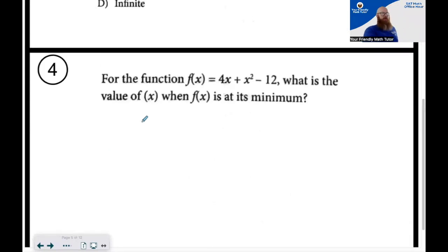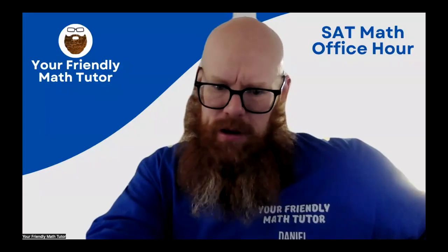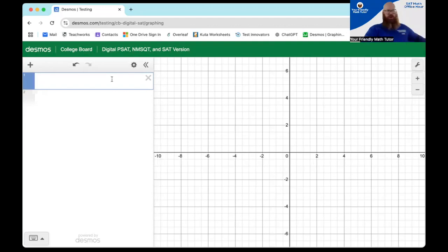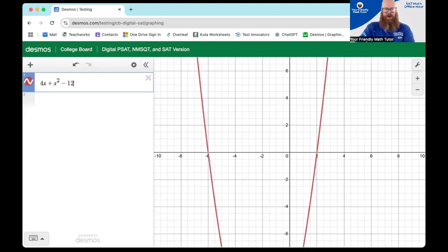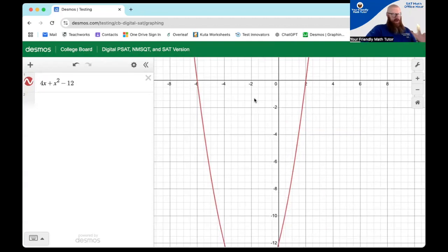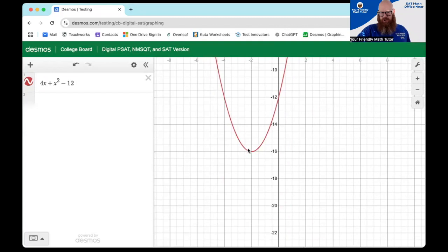All right. Now, another use of Desmos is when it wants the minimum value. So we again just go to Desmos and we're going to recenter this and we're just going to plug it in. So you don't have to do the f of x for this one. So just 4x plus x squared minus 12. And we want the minimum value. Oh, actually, sorry. It says the value of x when f of x is at its minimum. So we just want the x coordinate. So just go down here to the vertex and you see that that's -2.